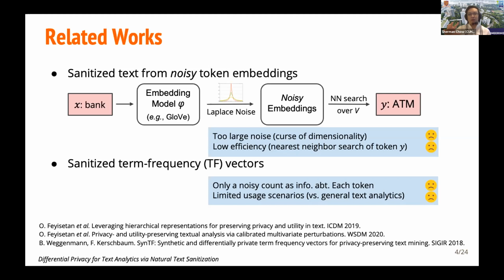Given the noisy embedding, the approach tries to do a nearest neighbor search over the entire vocabulary to map it back to a word, in this case maybe back to automated teller machine. In this process, we find that there is large noise involved, which leads to the curse of high dimensionality, and because of the NN search, it's also not that efficient. There are also specialized approaches, for example the one from SIGIR 2018, which specifically focuses on term frequency vectors. But the problem is it just takes care of one kind of text analytics instead of general text. So that is one aspect of why we say we try to address the problem from the roots.